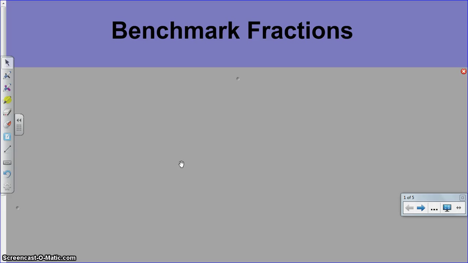This next thing that we're going to talk about is something that you actually have already probably been using for a few years now, probably even before you really knew what fractions were. I think my 2-year-old may even know how to do this at times. And that's what we call benchmark fractions.